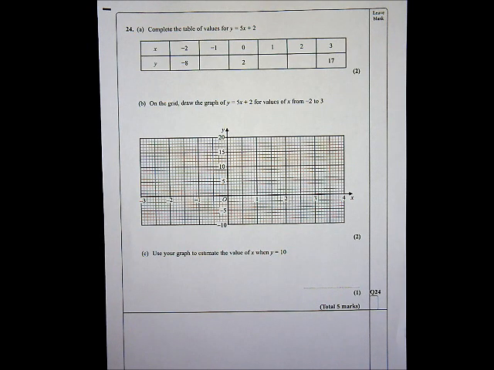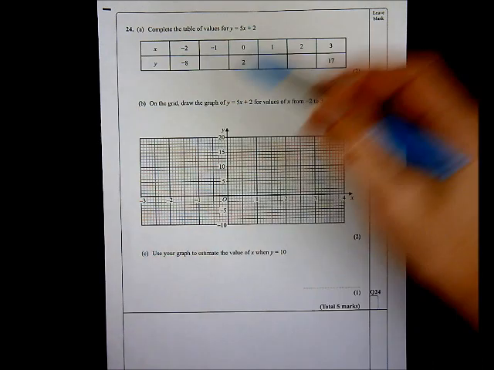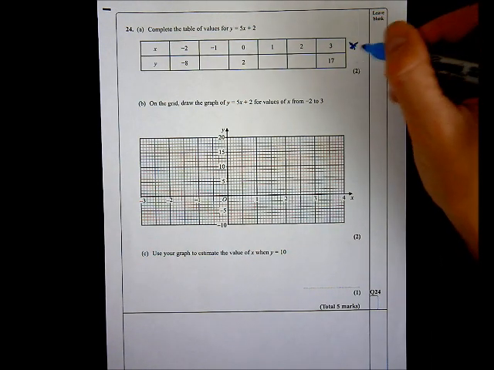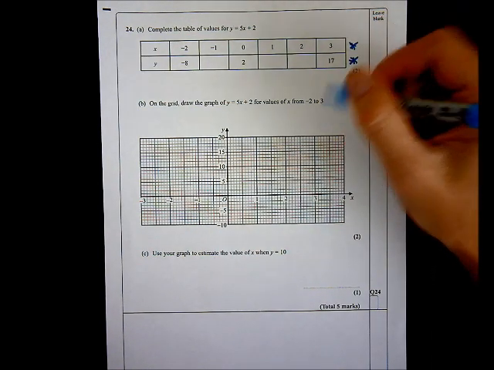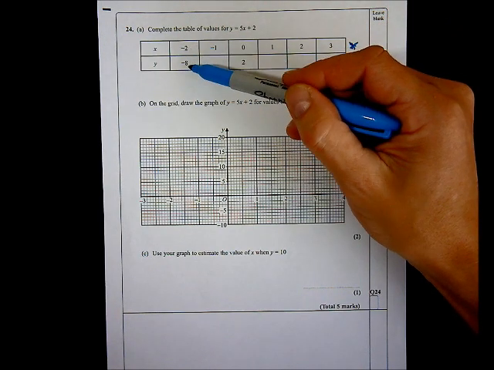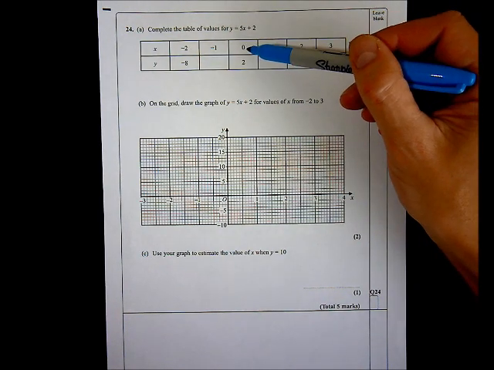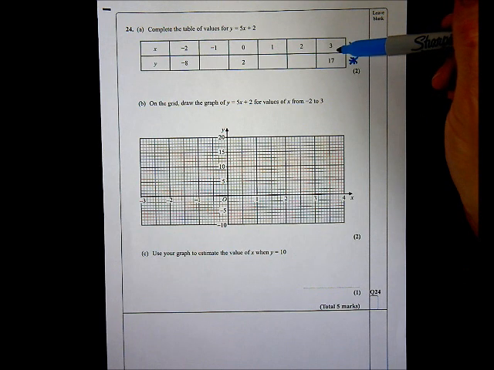On question 24, I'm asked to complete the table of values for y equals 5x plus 2, and I'm given the x values here, and I'm asked to work out the y values here. And I'm given that x is negative 2, y is negative 8, when x is 0, y is 2, when x is 3, y is 17.